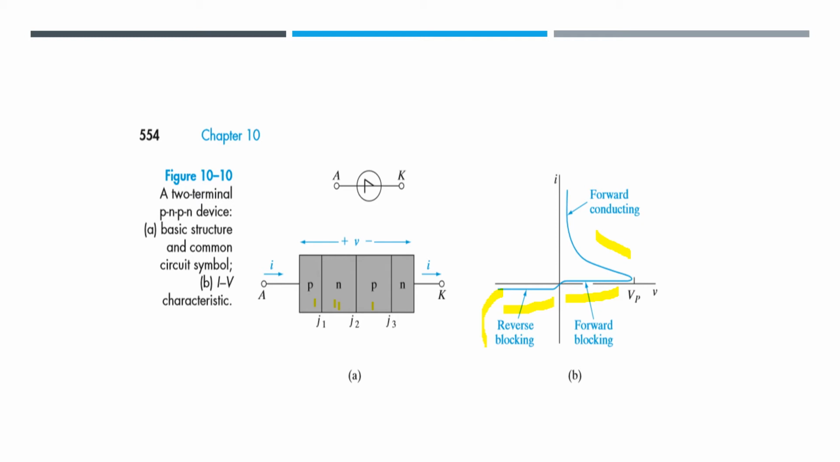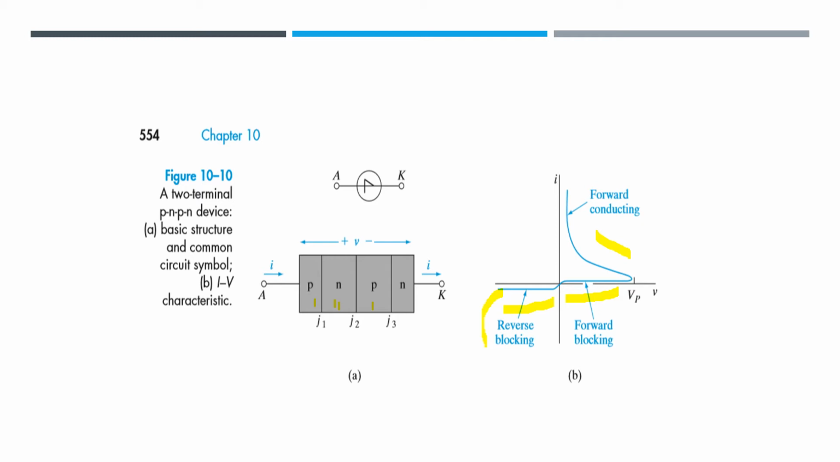So to keep the device safe, we always try to ensure that this reverse blocking current does not increase so much that it can harm your device. Now we will see the mechanism by which this device, often called the Shockley diode after the name of its inventor, switches from the forward blocking state to the forward conducting state.